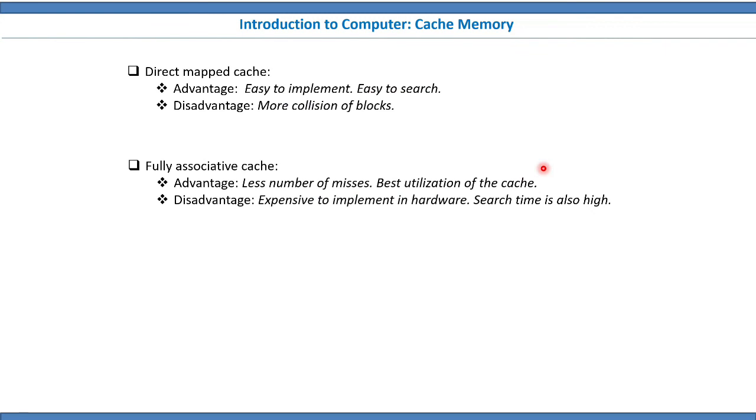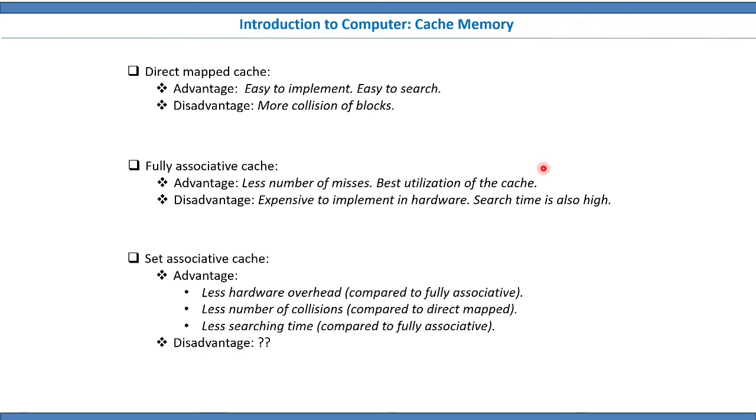So this is the disadvantage of, sorry, it's not sensitive cache, it's fully associative cache. It's expensive. And that's why, by combining the advantages of both direct map cache and fully associative cache, set associative cache is proposed. In set associative cache, the advantage is less hardware overhead compared to fully associative cache, fewer collisions compared to direct map cache, and less searching time compared to fully associative cache. Okay, so that's why most of the modern day caches are set associative caches.